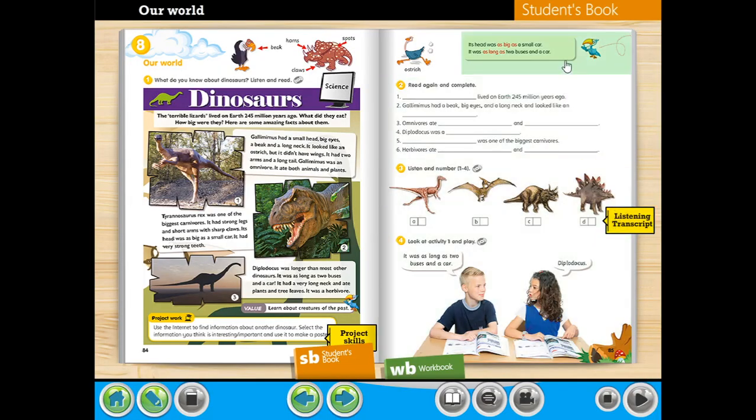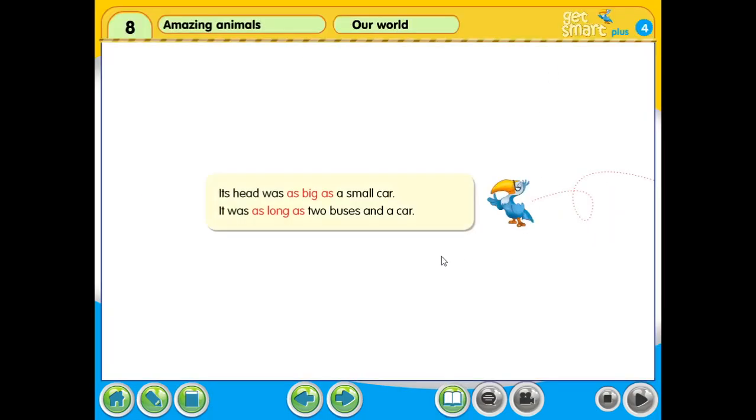Alright, look at these two sentences. Its head was as big as a small car. It means the head was the same size as a small car. The head and a small car, they are the same size. Its head was as big as a small car.